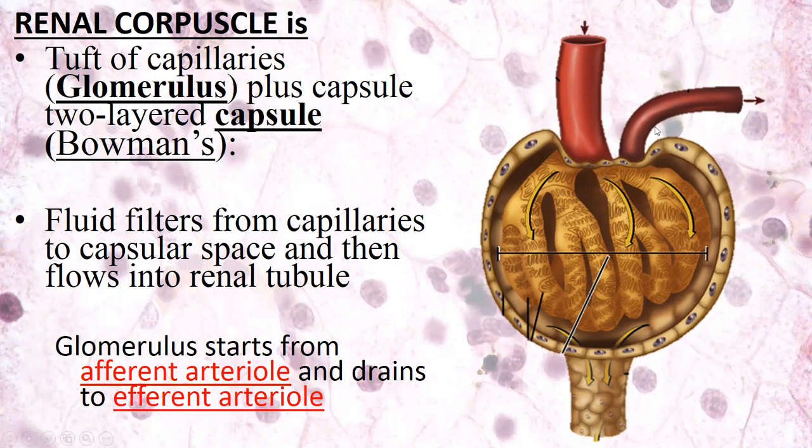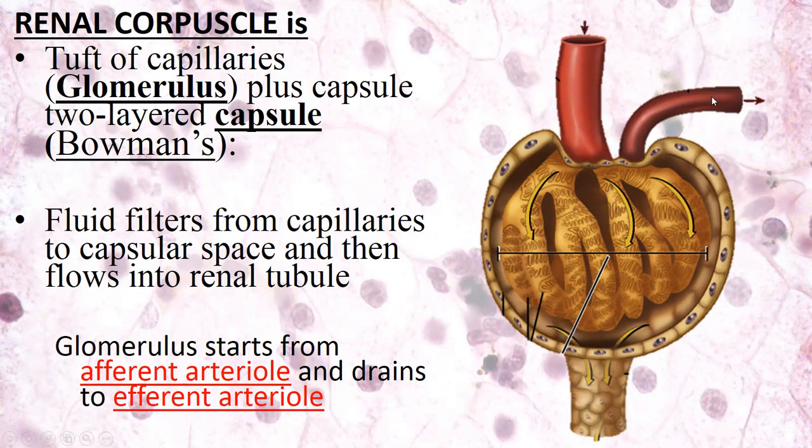Here we can see two arterioles. Afferent arteriole carries blood to this glomerulus, and efferent arteriole carries it away. So here we can see loops of the capillaries, and they are covered by the inner layer of Bowman's capsule. Bowman's capsule has outer and inner layer, and the inner layer covers capillaries, and it's a place of blood plasma filtration. Fluid filters from the capillaries to the capsular space and then flows to the renal tubule.